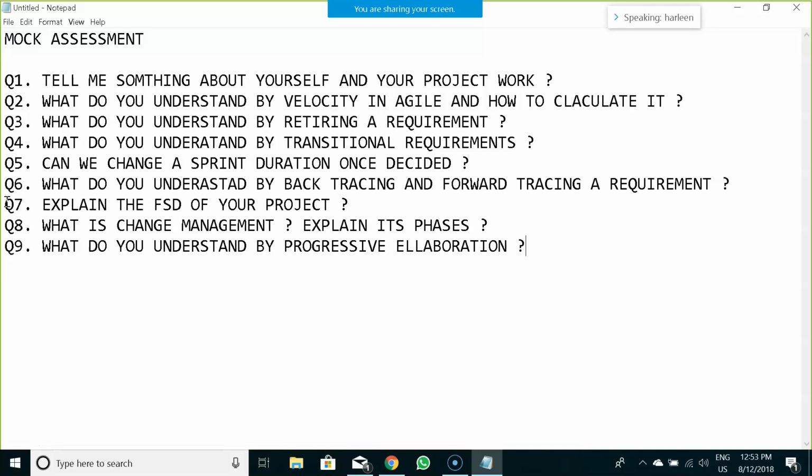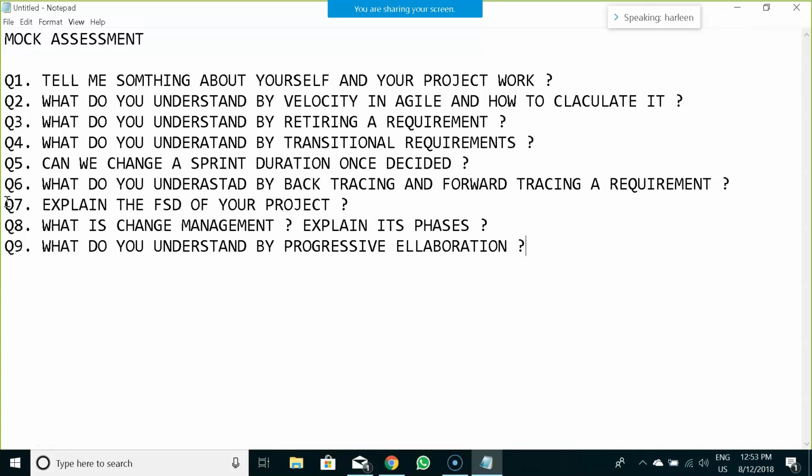Progressive elaboration is a technique for managing a project where the project is continuously modified, detailed, or implemented as it goes, and as the details come in, the set of information becomes progressively elaborated. As the project progresses, that technique is called progressive elaboration.